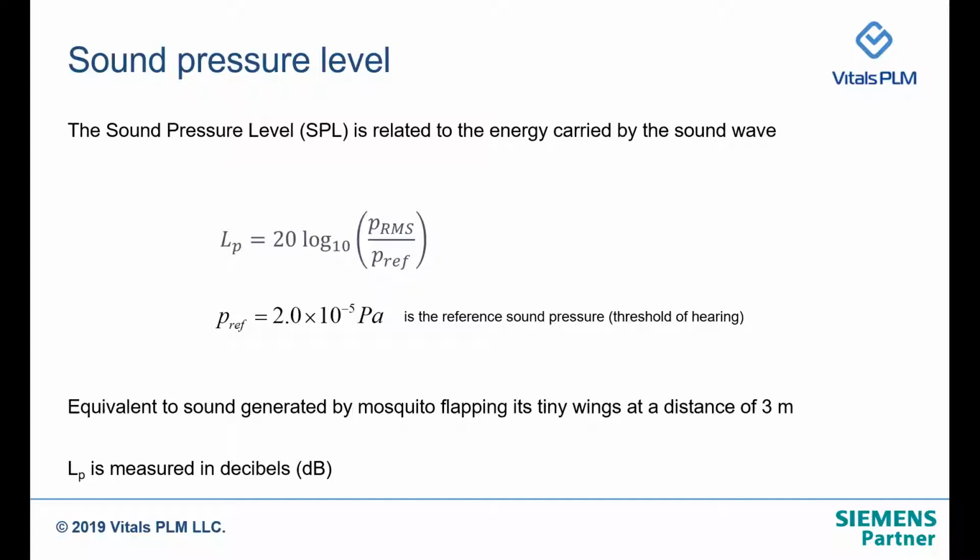To put it in an example, just imagine in a room of standstill air, there is a mosquito 3 meters away from you flapping its tiny wings. The fluctuations it is going to create in the standstill air would be of the order of the reference pressure, which is 2 times 10 to the power minus 5 Pascal. And that's the least possible sound we can hear with our human ear. And this Lp is measured in decibels, dB.